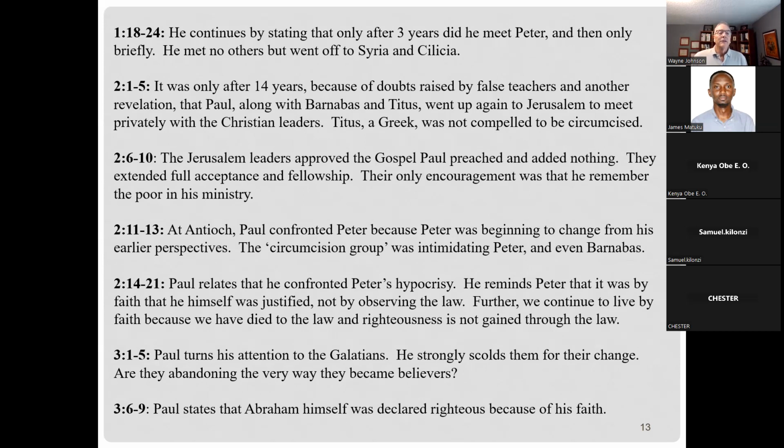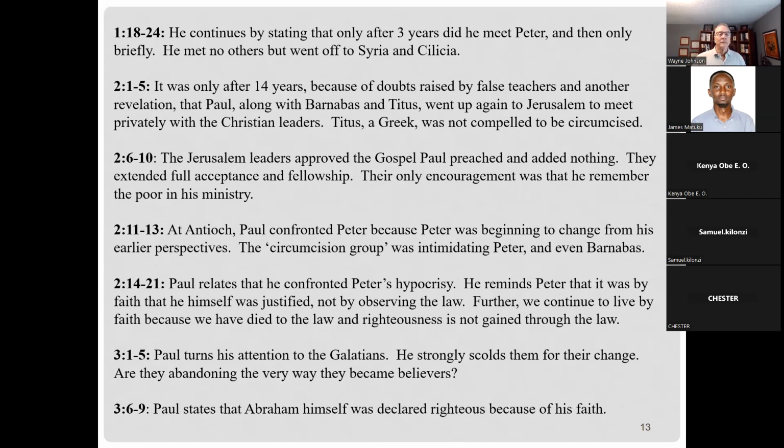But then in chapter 2, first paragraph, it says that it was only after 14 years, because of doubts raised by false teachers and another revelation, that Paul, along with Barnabas and Titus, went up again to Jerusalem to meet privately with the Christian leaders. So really it was after his initial revelation. It was virtually 14 years before Paul met with the other disciples in Jerusalem. And just making a note that Titus, a Greek, was not compelled at that point to be circumcised.